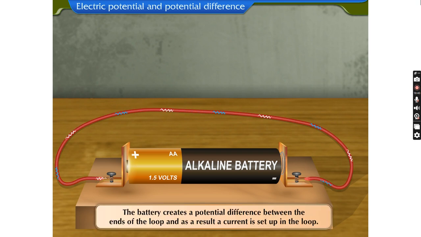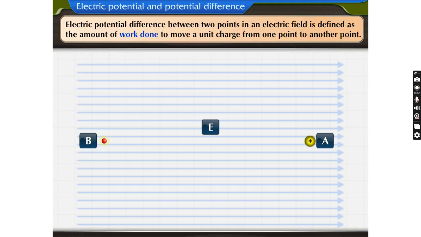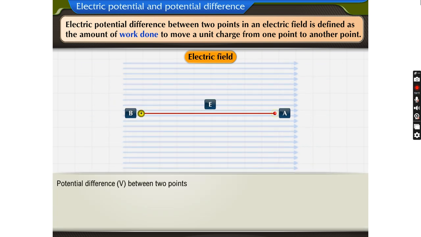In other words, the battery creates a potential difference between the ends of the loop, and as a result, a current is set up in the loop. Electric potential difference between 2 points in an electric field is defined as the amount of work done to move a unit charge from one point to another point. Hence, potential difference V between 2 points is equal to work done W upon charge Q. That is, V is equal to W divided by Q.